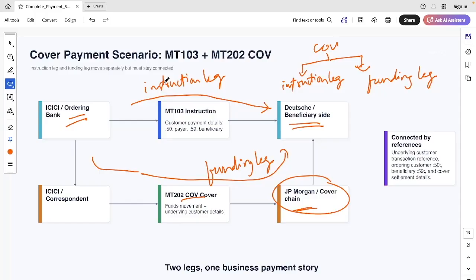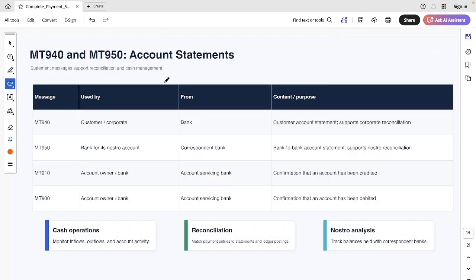Now, after payments are sent, banks also need statement messages for reconciliation. So that brings us to MT940 and MT950. MT940 is usually a customer account statement message. For example, a bank may send an MT940 to a corporate customer so that the corporate customer can reconcile its account activity. Then MT950 is used in a bank-to-bank context, especially for Nostro account statements. A bank may receive an MT950 from its correspondent bank to understand its balance and entries.